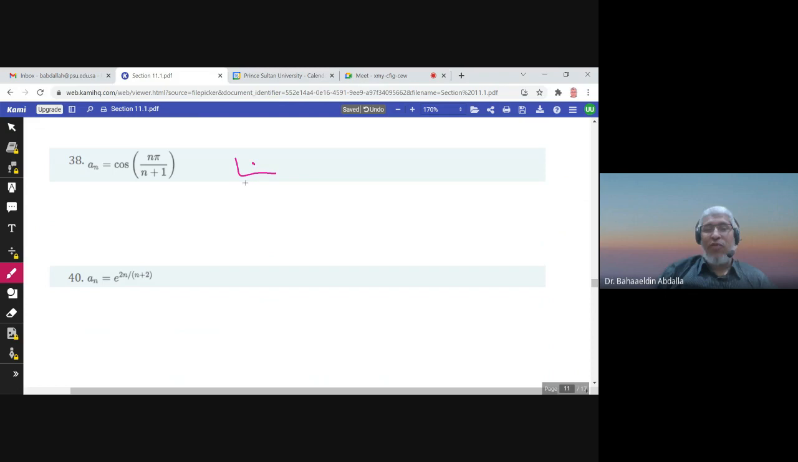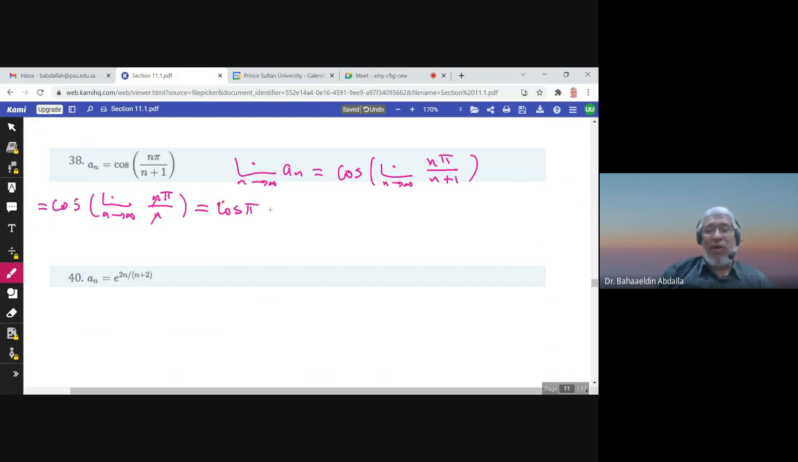Similarly, to find the limit of an when n goes to infinity, I let the limit in. So it would be cosine of the limit when n goes to infinity of n pi over n plus 1. How do we find the limit when n goes to infinity? The term with the highest power, n, cancels with n. The limit of pi is pi, so this is cosine pi, and cosine pi is -1. So it is convergent.